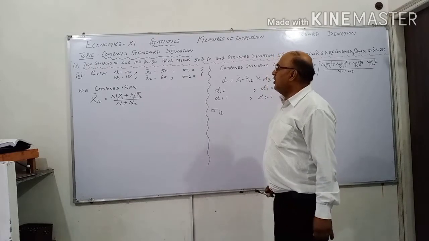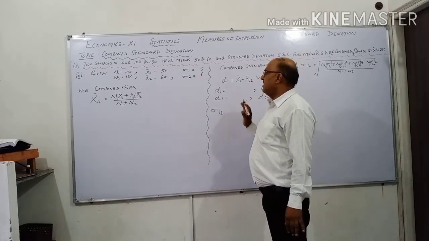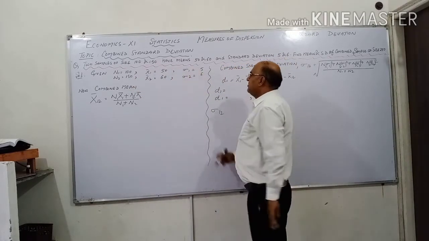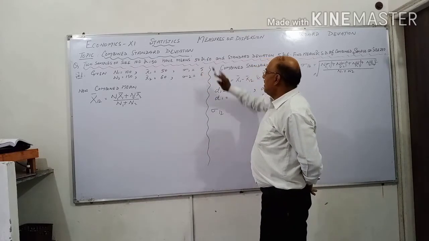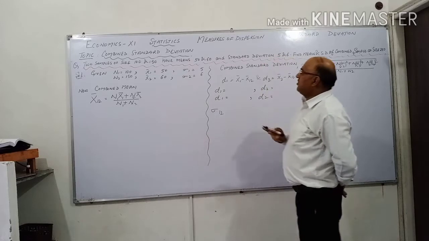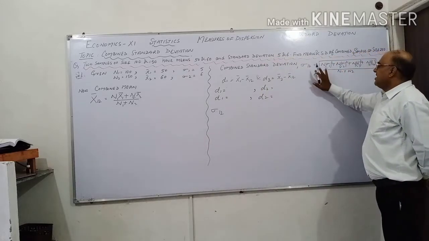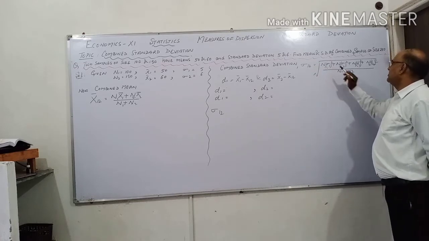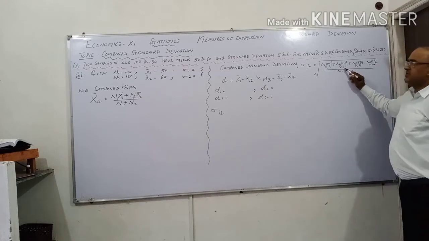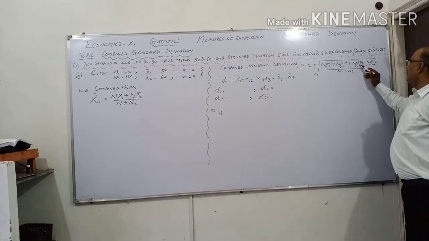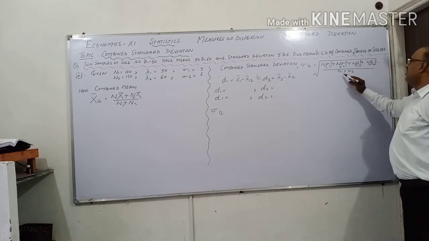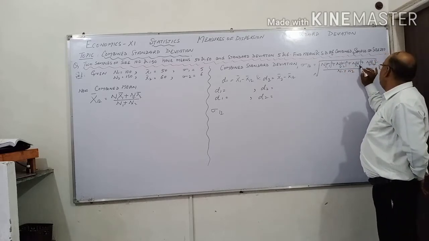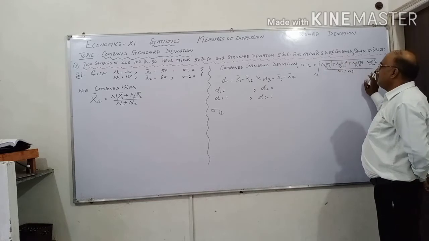So children, first we should know the combined formula correctly. We have n1, n2, mean 1, mean 2, standard deviation 1 and standard deviation 2 given; whatever is given is written over here. Before that we should know the formula. Combined standard deviation equals the square root of n1 standard deviation 1 whole square plus n2 standard deviation 2 whole square, plus n1 d1 whole square plus n2 d2 whole square, over n1 plus n2. So we need d1 and d2. Rest is everything we have.